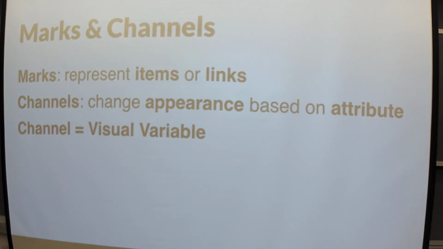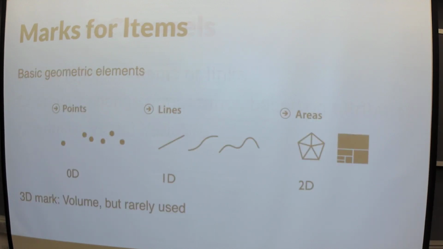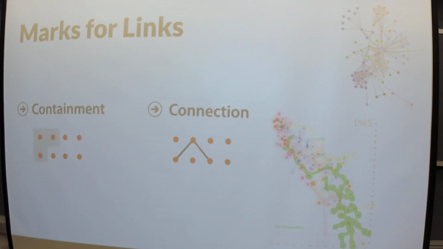Both terms are used in the literature, so they're completely equivalent, right? If you read the Tamara Munzner book, it's called channels. If you read papers, it's often called visual variables. So what are our marks for the items? We have things like points or lines or areas or volume in 3D to represent an item. These are fairly obvious. We also have marks for links. These are containment and connection.